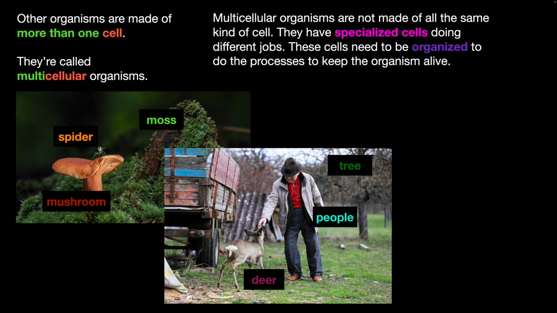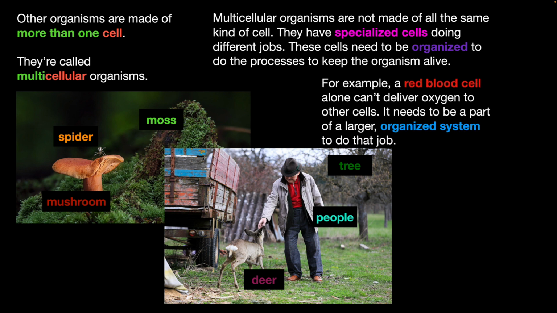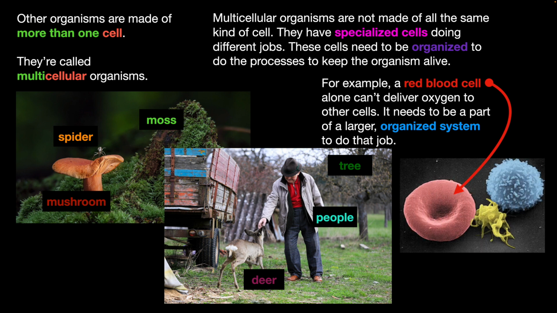Multicellular organisms are not made of all the same kind of cell. They have specialized cells doing different jobs. These cells need to be organized into groups to do the processes to keep the organism alive. For example, a red blood cell alone can't deliver oxygen to other cells. It needs to be part of a larger, organized system to do that job.